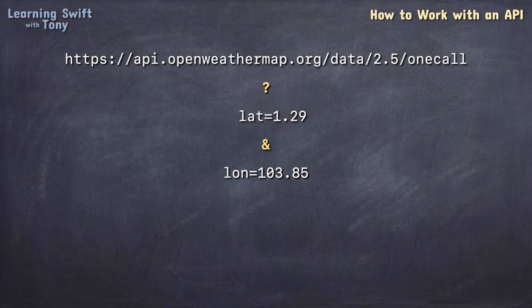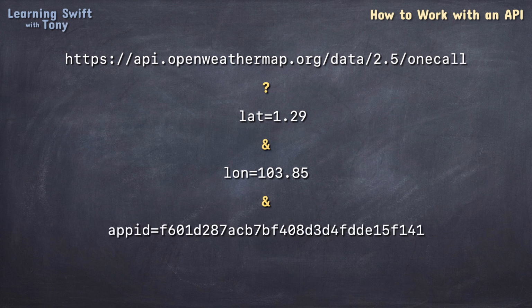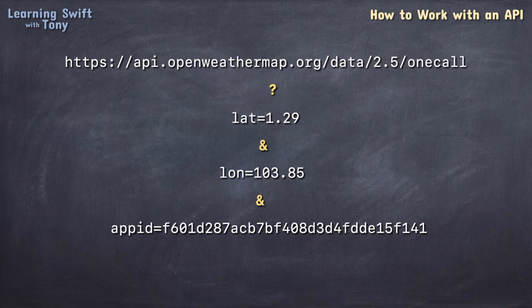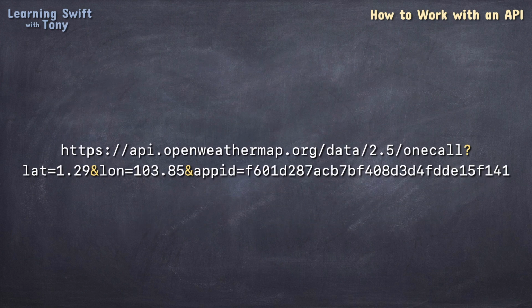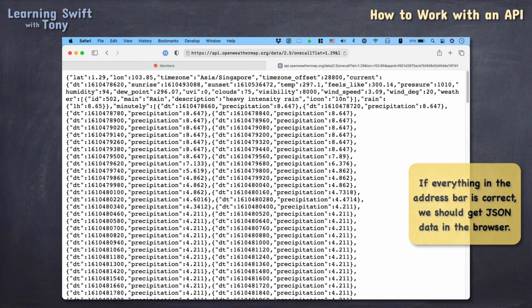We need one last argument, which is the API key, which means we add another ampersand to separate between arguments, and we write the last argument as app_id equal and the actual API key we just generated. Copy-paste is our good friend here, but remember, no spaces. Finally, this is how the entire API call looks like. Let's test this in the browser right now and see what we get.